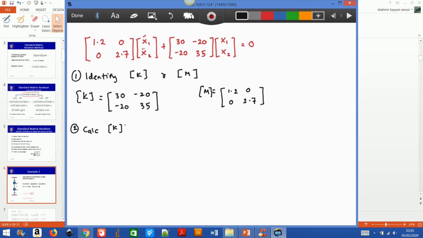Right, the second step is that you need to calculate the inverse of the stiffness matrix K. By using your calculator, again, I'm not going to show this to you. I assume all of you know how to use your calculator well. So you will get 0.054, 0.031, 0.031, and 0.046. And then the third procedure is that you need to determine your initial trial vector.